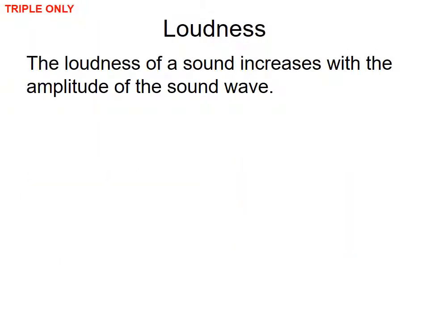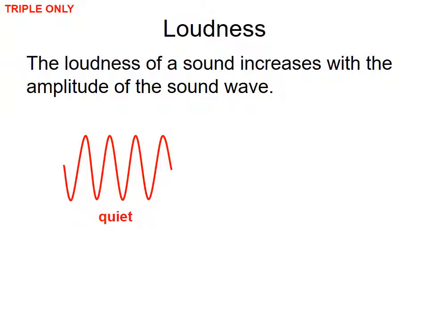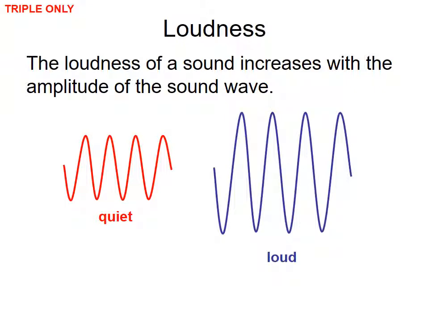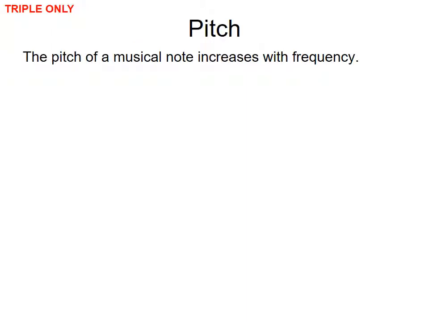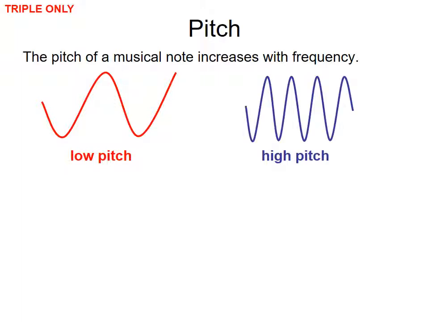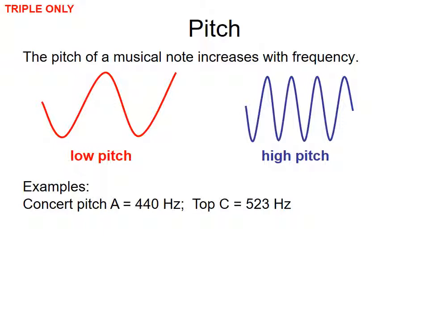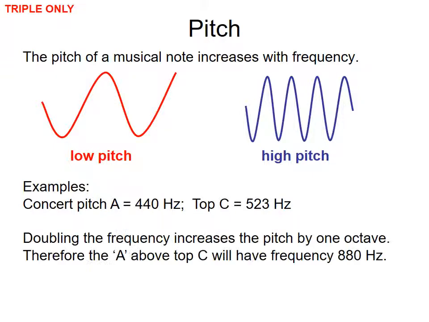So the loudness of a sound increases with the amplitude of a sound wave. That's a quiet wave there, and as it goes louder, the amplitude is going to be increasing. That's a loud signal. Pitch, of course, is about frequency, so the pitch of a musical note increases with the frequency. So a low pitch there is a low frequency, a higher pitch, a higher frequency. Examples: a concert pitch A is 440 Hertz, a top C is 523 Hertz. Doubling the frequency increases the pitch by 1 octave, therefore an A above top C will have a frequency of 880 Hertz.